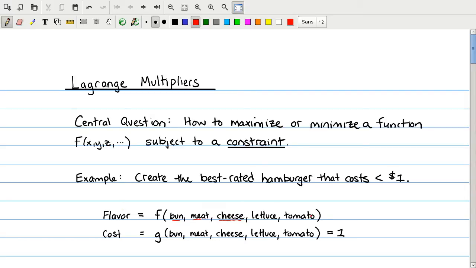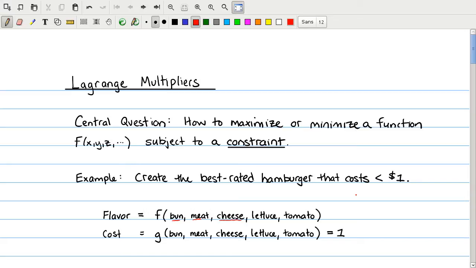However, of course, you could build an amazing burger if you were allowed to spend $20 making it, but that would bankrupt your company. So you impose the additional constraint that some other function of the bun, the meat, the cheese, and so on, which gives you the cost of producing that burger, must be equal to 1. So we try to maximize the value of the flavor function f subject to the constraint that the cost function g equals 1. That's an example of the kind of problem that we're trying to solve, what it means to be subject to a constraint.